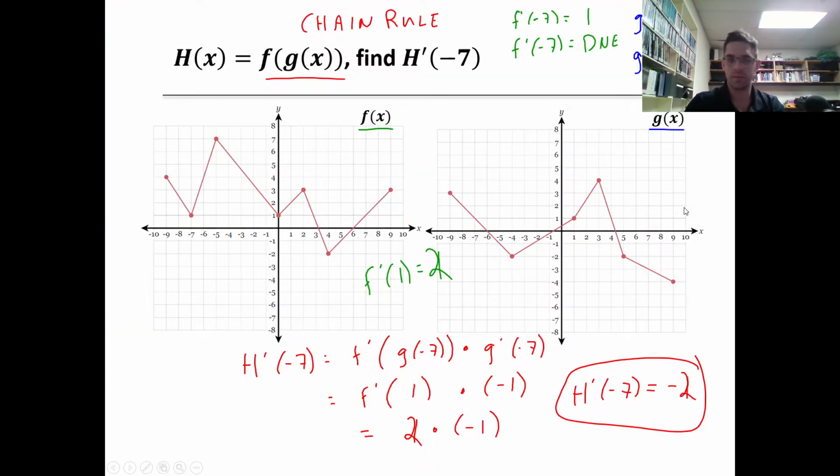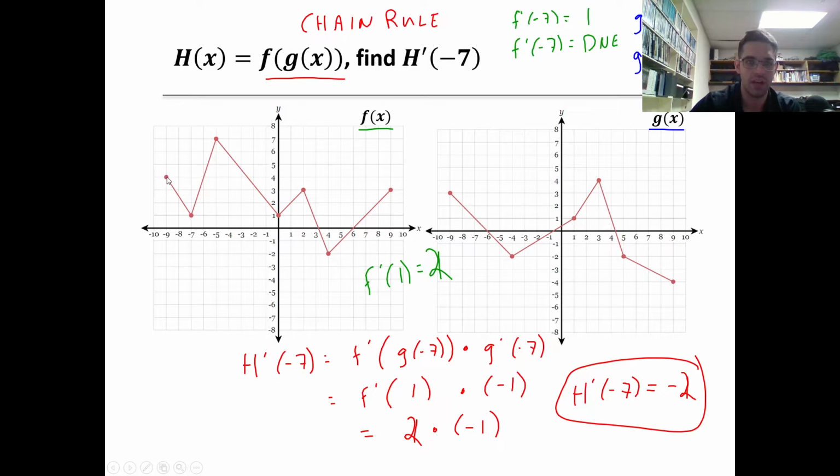Let's see here. Next one, if h of x is defined as a composite function, f of g of x, now we're going to find h prime of negative 7. So the graphs for this one are the same, but we're looking at a different input value. So I need to re-identify my f, f prime, g, and g prime at negative 7. If I look at f at negative 7, it equals 1. If I look at f prime of negative 7, what does it equal?